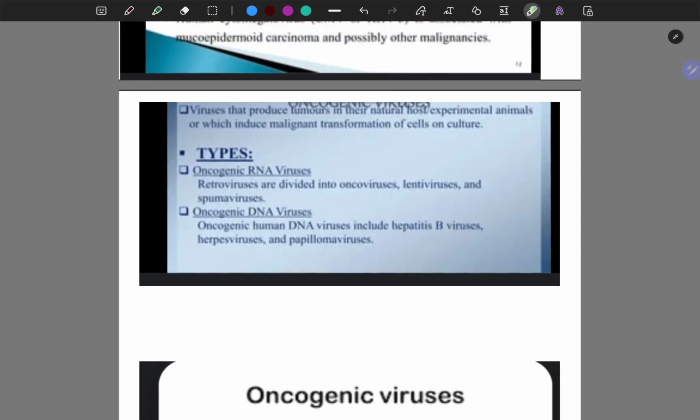There are certain viruses which are oncogenic RNA viruses. These retroviruses are oncogenic RNA viruses, and they are divided into onco and lentivirus. Right. Oncogenic DNA viruses: hepatitis B, herpes, and papilloma viruses. So papilloma, which is human papilloma virus, and herpes virus, as we already said, human herpes virus 4, 5, 8. 4 is EBV, nasopharyngeal carcinoma. 8 is Kaposi sarcoma. 5 is cytomegalovirus.